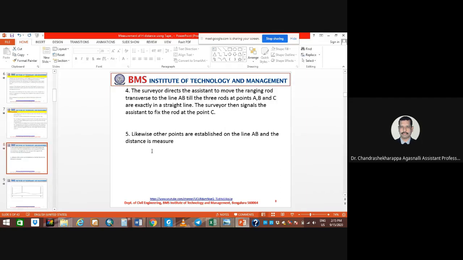Okay. Then the 4th point is that the surveyor directs the assistant to move the ranging rod transverse to the line AB till the 3 rods are in one line. That means A, B, C are exactly in a straight line. It's a very simple one. The surveyor then gives the signals to the assistant to fix the rod at point C. Until then, he has to move as per the requirement. Likewise, you can establish the other points on the line AB. Then you can measure the distance.